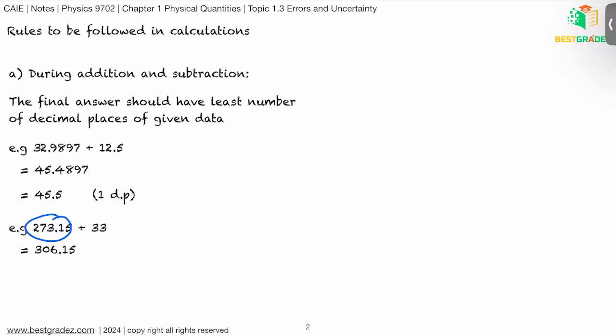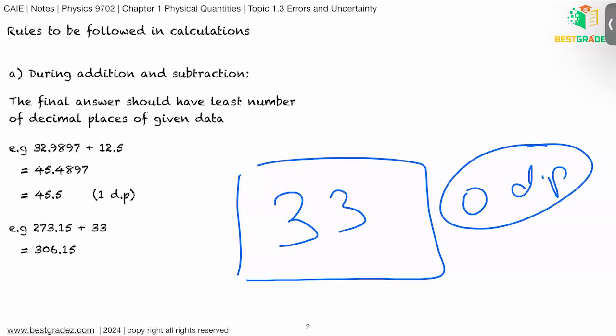So you think this is the final answer? Yeah, that's what I think. Anyone else? 306 only. Yeah, 306 only, because you see 0 decimal places and 2 decimal places. So I have to go for the least. So my final answer should not have any decimal place.